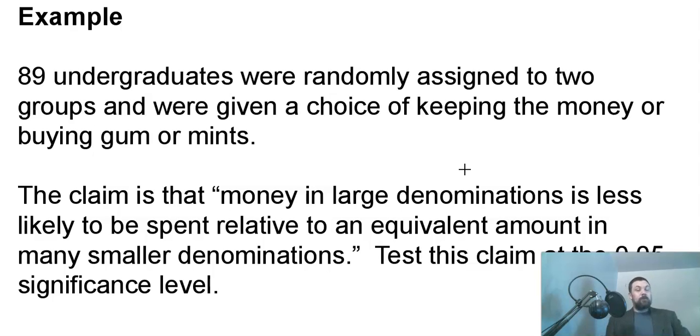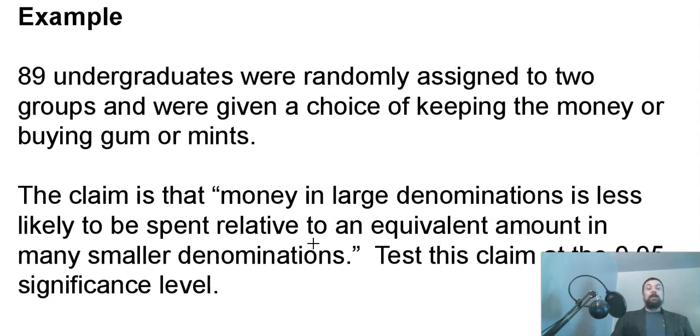89 undergraduates were randomly assigned to 2 groups and were given a choice of keeping the money or buying gum or mints. So I think we're missing a little bit of detail here. I apologize for that. I think I deleted it out because it was a pretty big wall of text, and I thought, okay, I can delete out the first paragraph. It's not really necessary. But actually, it helps set this up a little bit better.